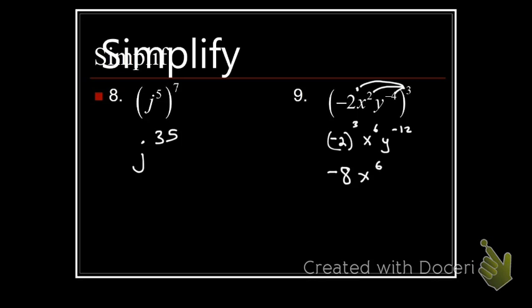X to the 6th. What do I do with that y raised to negative 12? Change bunks and put it y to the positive 12. Well, hold on. We're not done, are we?